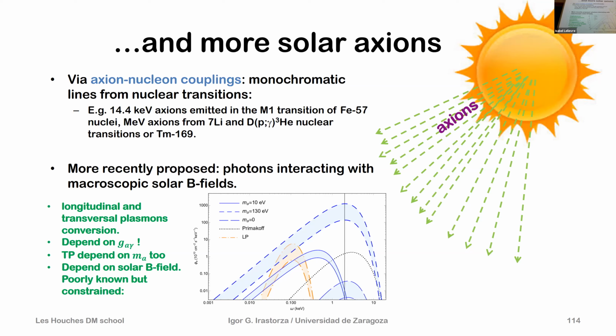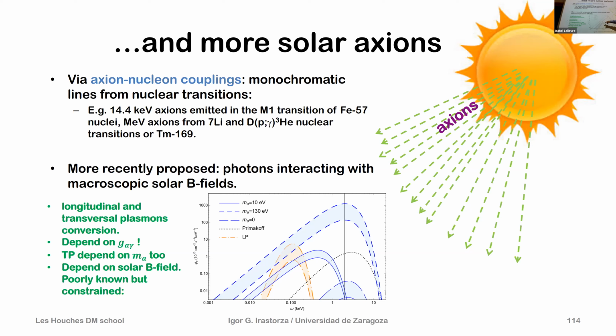More interesting is something that has been studied very recently, so it's surprising that it was overlooked in the past. The axion-photon coupling also allows for another mechanism of production in the sun: photons or plasmons in the plasma interacting with the macroscopic solar fields, not with the fields of the nuclei, like in the case of the Primakoff axions, but with the macroscopic solar fields. Of course, we don't know very well what the macroscopic magnetic field of the sun is, but it's reasonably bounded, so you could produce upper and lower bounds.